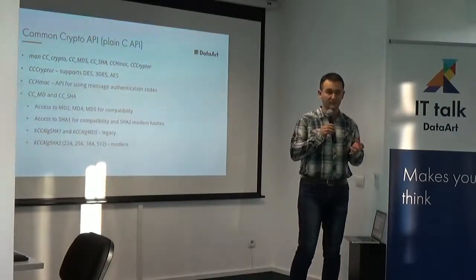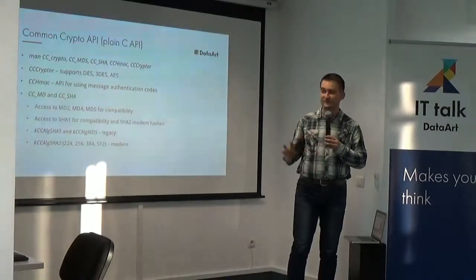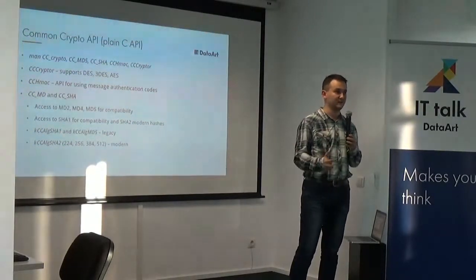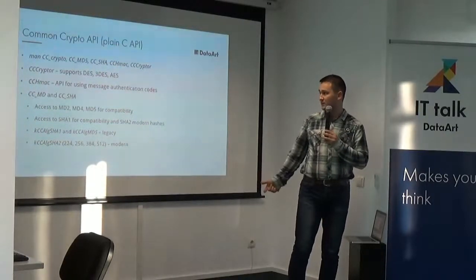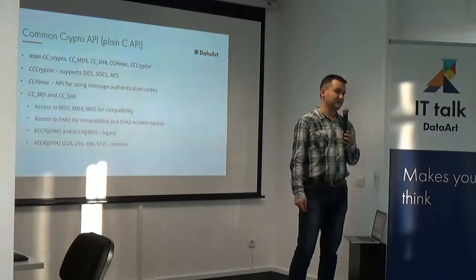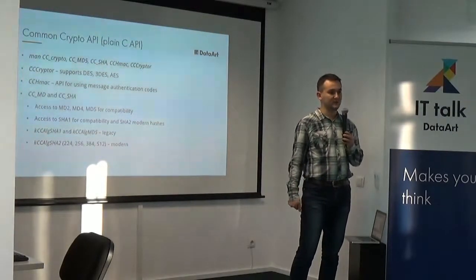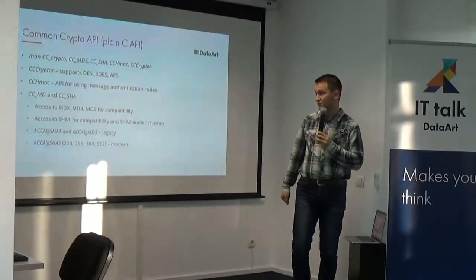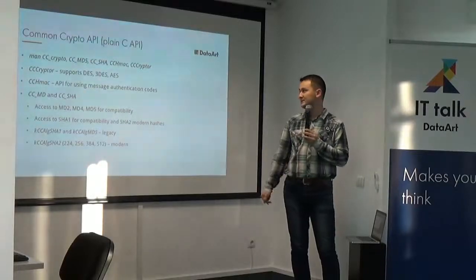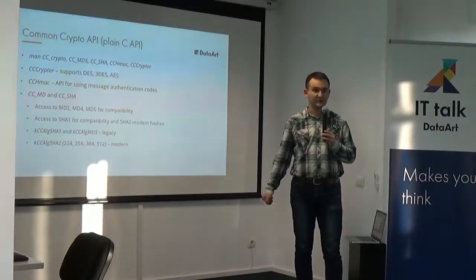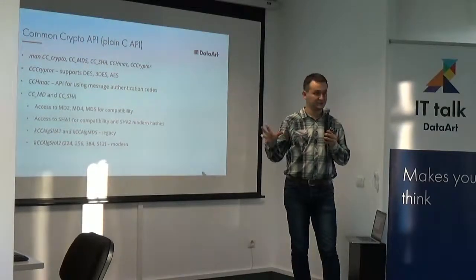Okay, a brief overview of Common Crypto API. Common Crypto, as I said previously, contains different functions used for hashing, for message authentication code creation, and for encryption. Unfortunately, these classes are not available on the Apple developer portal officially, so you have to use man pages for that. You should just put in man ccrypt, ccmd5, cc-sha, cc-hmac, and cccryptor.